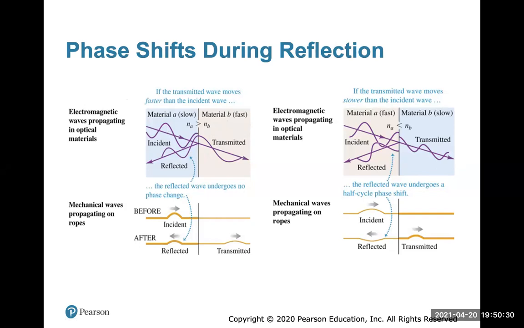There is no phase difference associated with the reflection. We have at the boundary, the incident wave has something like a maximum. If we track the reflection, it also has a maximum at that spot. There is no phase difference introduced in the reflection.